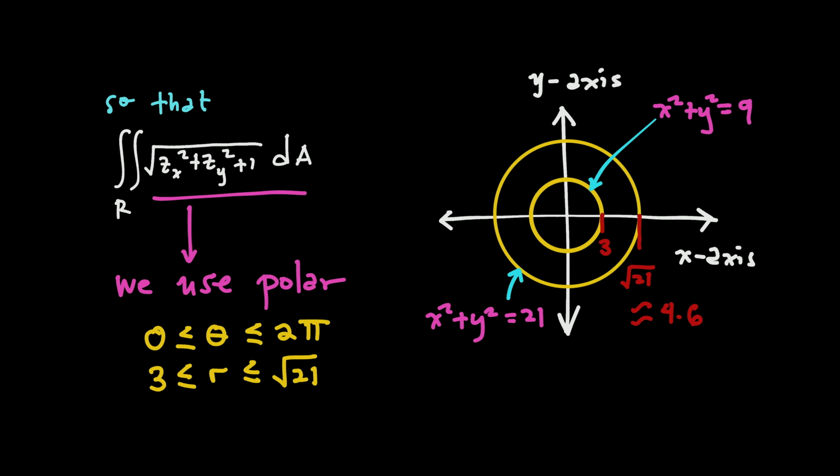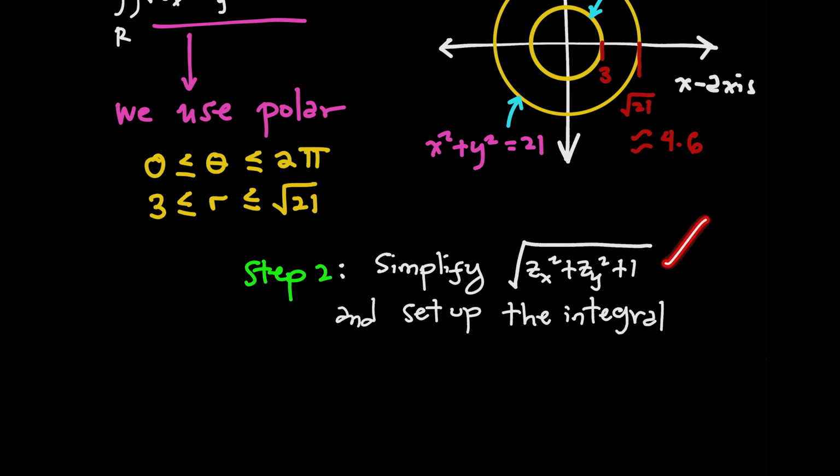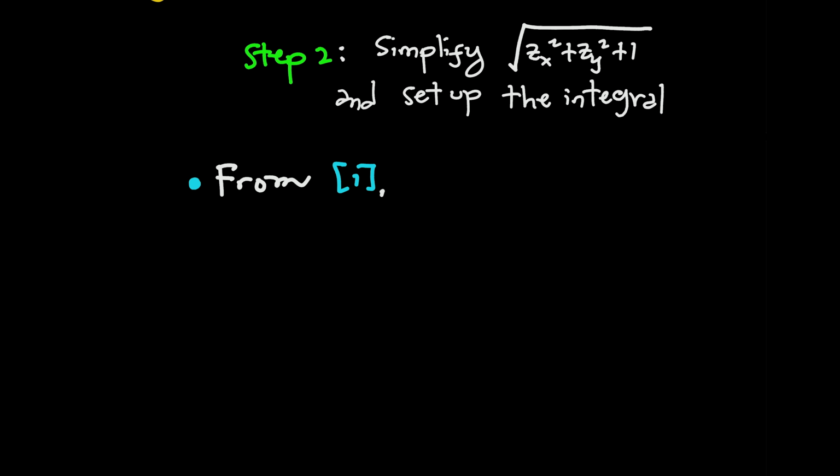To fully convert this into the polar form, let us solve for this one and convert that in terms of r and theta. So for our step 2, simplify this and set up the integral. Here what we have is that from equation 1, we isolate z in the sphere equation, and then we take the square root.